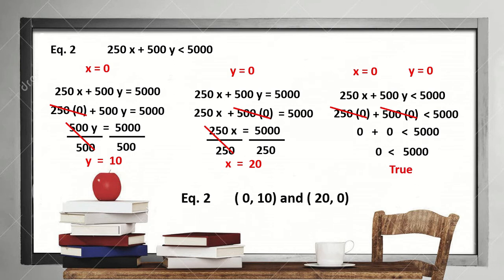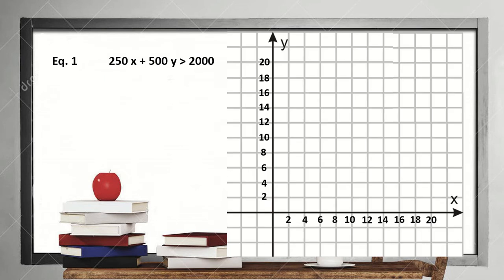Okay? So we have, for equation 2, we have 0 and 10, and 20 and 0. And for the test of the origin, that is true. So graph naman natin. Nag-start with equation 1. So for equation 1, we have 0 and 4. For 0 and 4, nandito siya. And then 8 and 0. Ito naman si 8 and 0.